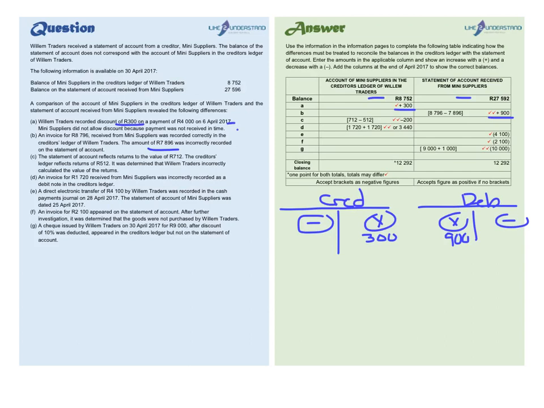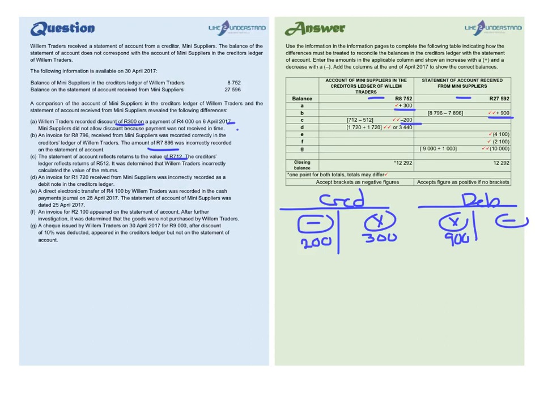The statement of account reflects returns to the value of 712. The creditors' ledger reflects these returns as 512. It was determined that Willem Traders incorrectly calculated the value of the returns. So in this case, we made a mistake. Returns are actually more than the amount we recorded. So we want to show that we owe less money to the creditors. So we will debit our creditors and we will show that the amount that we owe the creditors will decrease with 200 Rand.